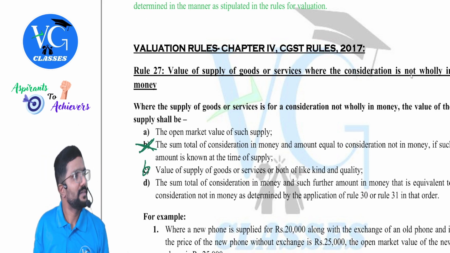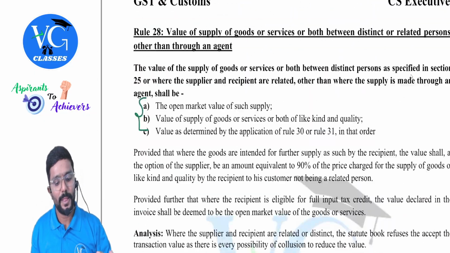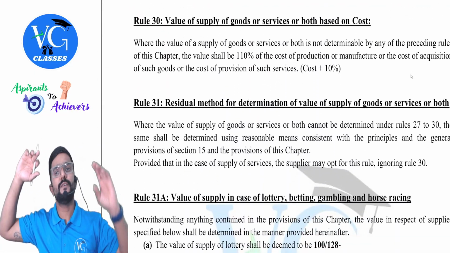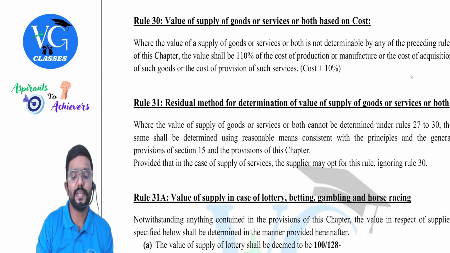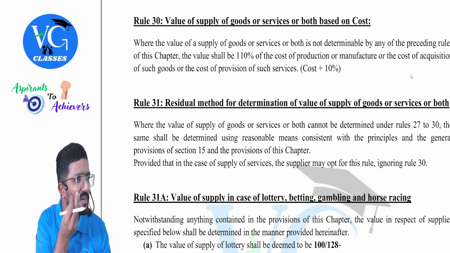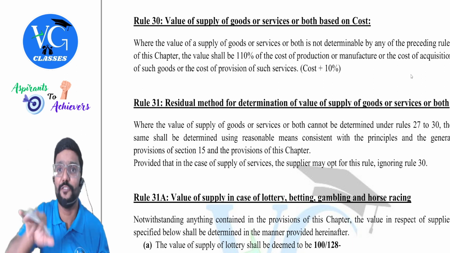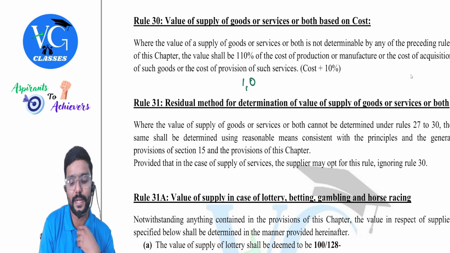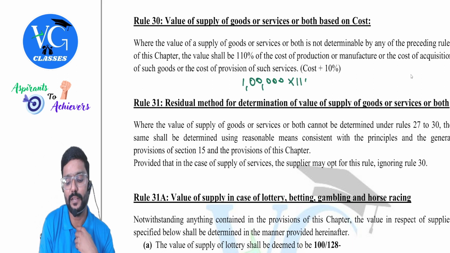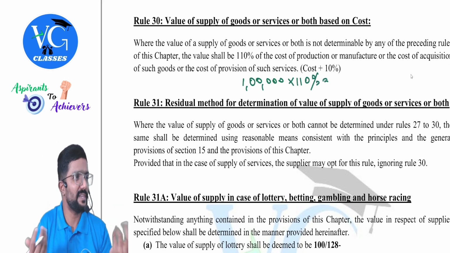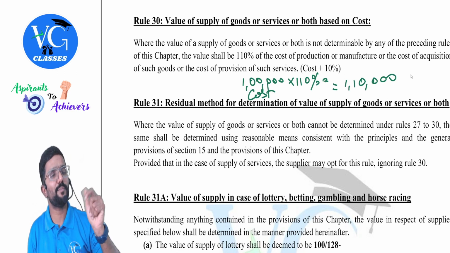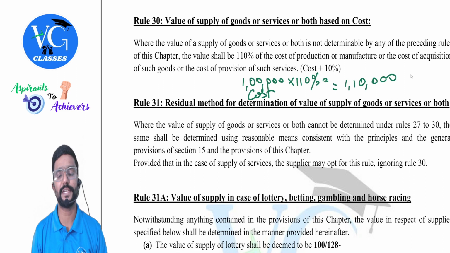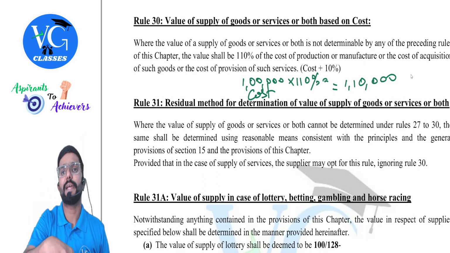That is your selling price. Assume I couldn't decide the value of supply as per A, B and all. So my last but one option is rule 30. What they're telling is at least you know your cost, at what price you purchased it or at what price you manufactured it. Let us assume it as 1 lakh. They're telling take 110% of it, or just add 10%, one and the same. How much is that? 1 lakh 10,000. So the cost is 1 lakh, you multiply by 110% or add 10%, either way you get the same. So what is the value of supply, guys? 1 lakh 10,000.